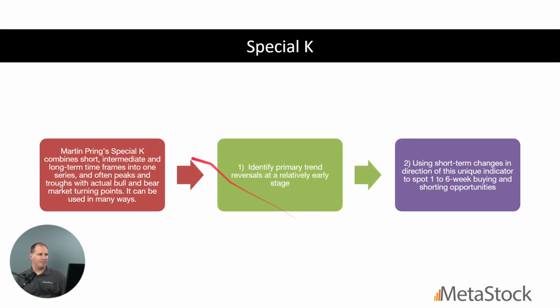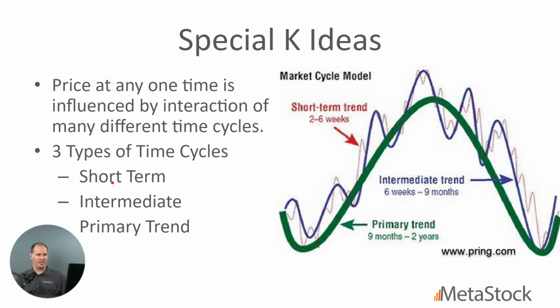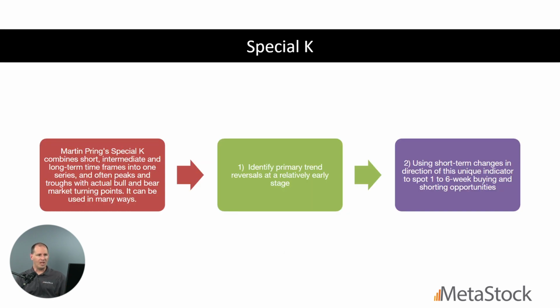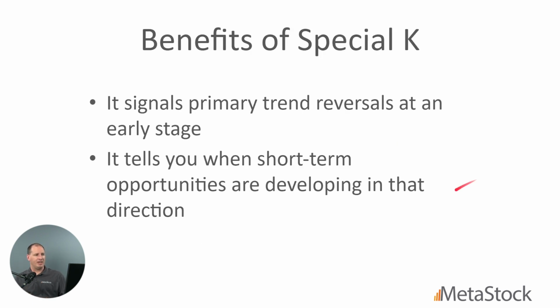What it does is combine these 3 time frames, the short, intermediate, and long-term, into one series. It consolidates all these things into one, and then it gives us what's called the primary trend. The primary trend is designed to help us identify those reversals at an early stage. And using this, it helps us look for shorter term buy opportunities that are 1 to 6 week periods. So if you're a swing trader, this is a great system for you, okay? We've already talked about it: it identifies signals at an early stage, and it tells you when your short-term opportunities are developing in that direction.